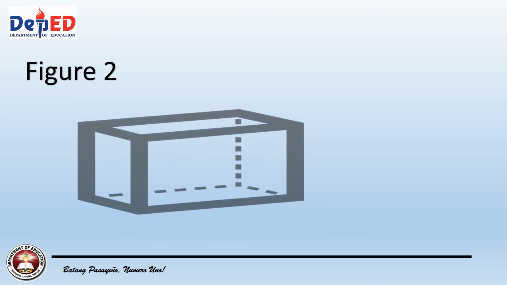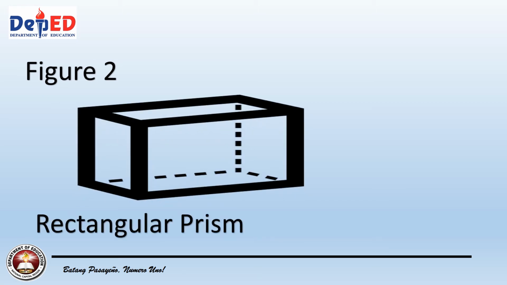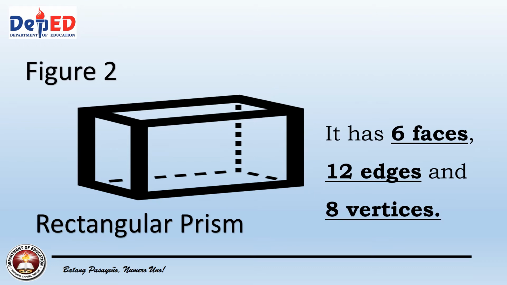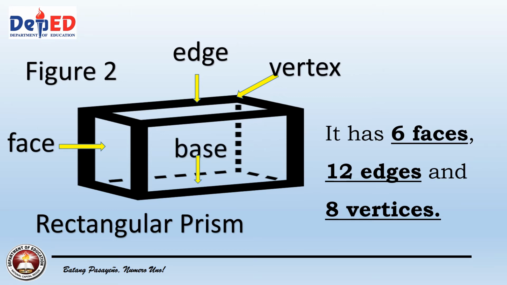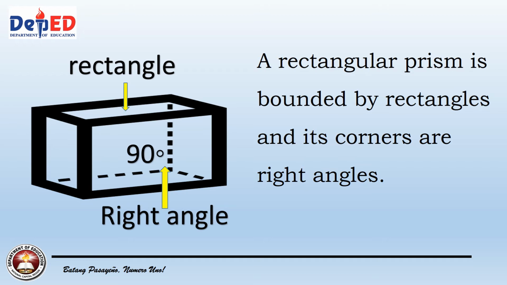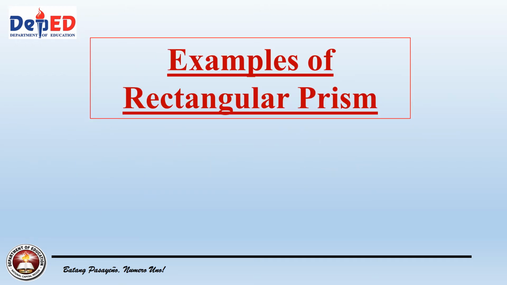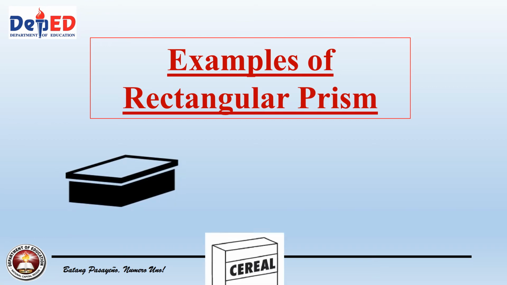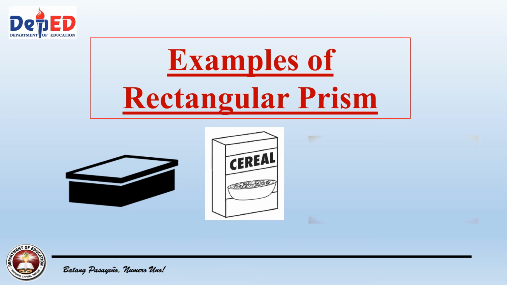Figure number 2 shows a rectangular prism. It has 6 faces, 12 edges, and 8 vertices. A rectangular prism is bounded by rectangles and its corners are right angles. Some examples of a rectangular prism are a shoebox, the box of your favorite cereal, and even our beds.